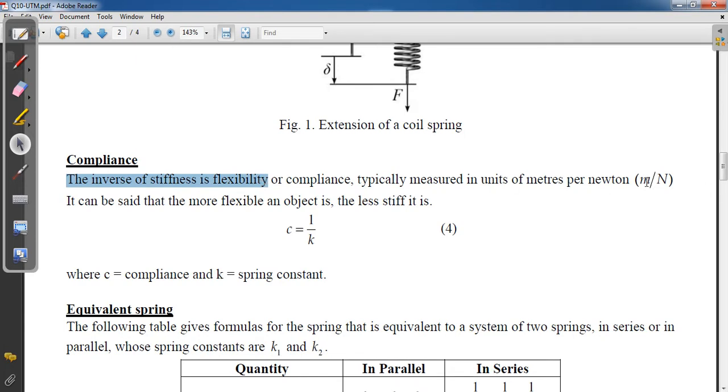Typically, its unit will be meter per Newton. Opposite of that is K. So it can be said the more flexible an object, the less stiff. So if the value of compliance is more, then the body will be less stiff because it is inversely proportional.